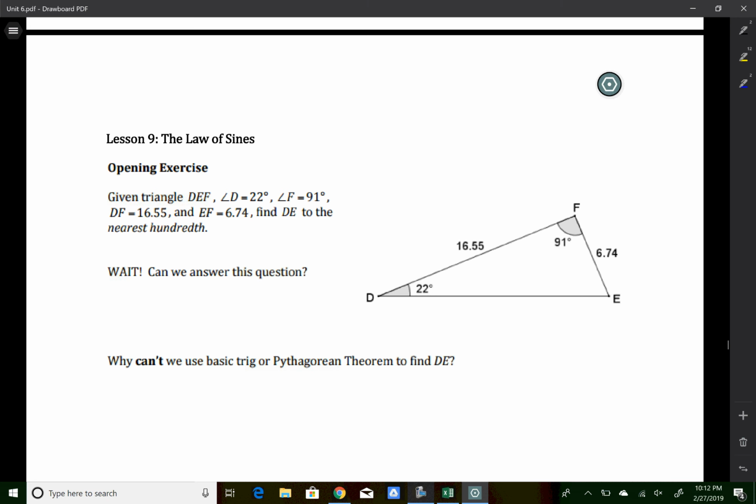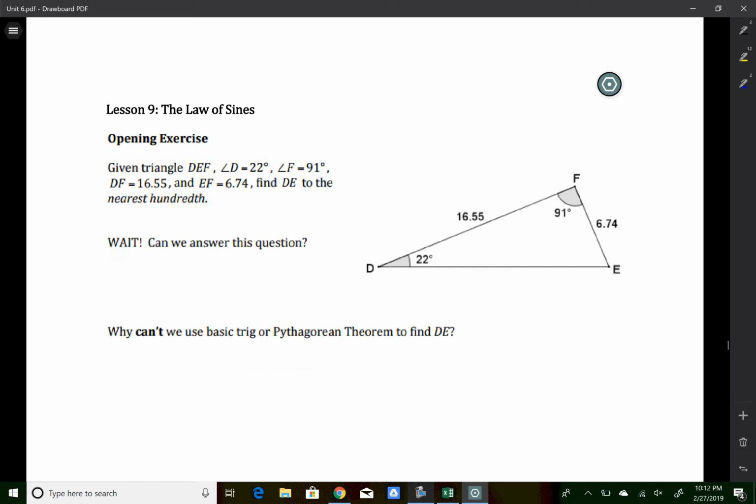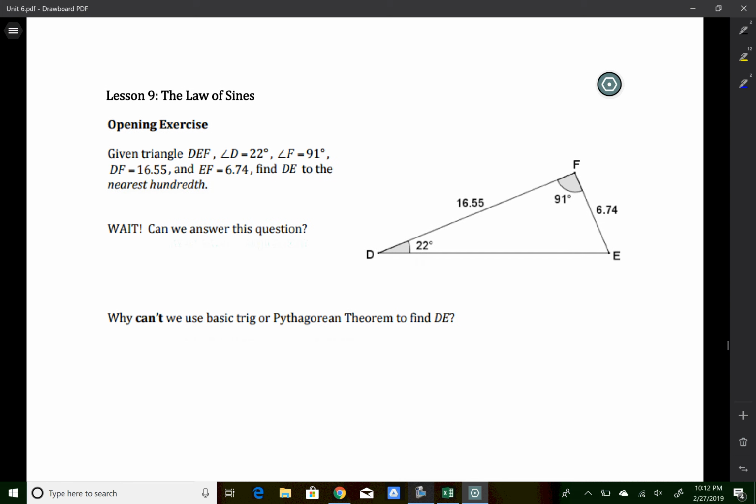One of the things that happens with right triangles is you can always use sine, cosine, and tangent ratios to find the length of missing sides or the size of missing angles. But that doesn't apply to triangles that are not 90 degrees. So the opening exercise gives us a triangle. It gives us 3 angles, and it wants us to find the side DE to the nearest hundredth. Looking at it upon first glance, I start to look at opposite sides, adjacent sides, and all of that stuff. But unfortunately, because this is 91 degrees, it's not a right angle.